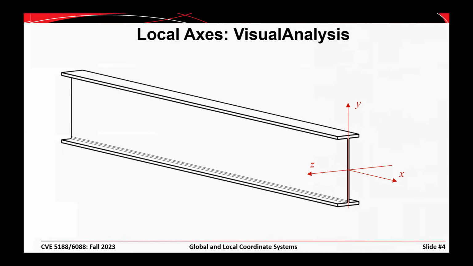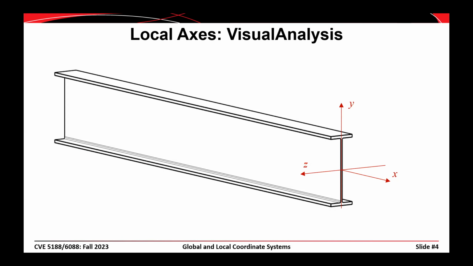So if we look at visual analysis, for example, it defines its axes like this. The x-axis is along the length of the member, the y-axis is vertical, parallel to the web or in the plane of the web, and then the z-axis is perpendicular to that.